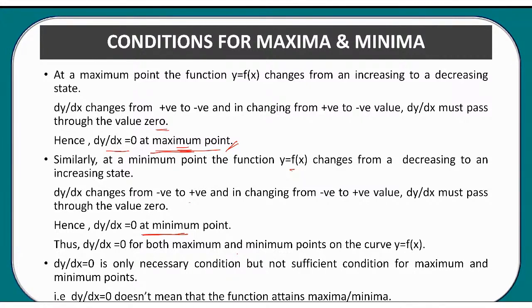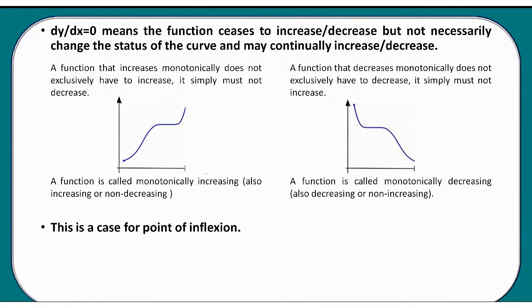That means dy by dx equal to 0 doesn't mean that the function necessarily attains maxima or minima. It is one of the conditions. So then what is the second condition? Before going to the second condition, just now you have noted down that dy by dx equal to 0 means the function ceases to increase and begins to decrease, or ceases to decrease and begins to increase, but not necessarily change the status of the curve.